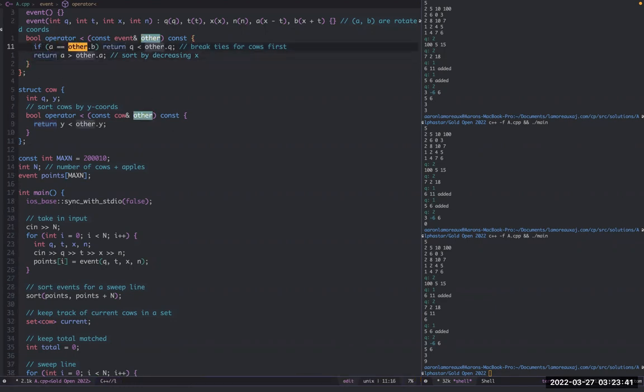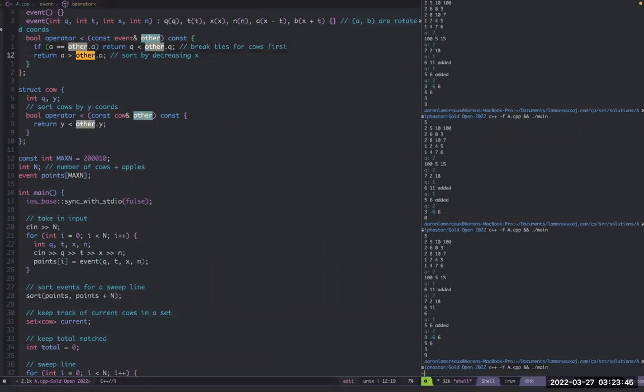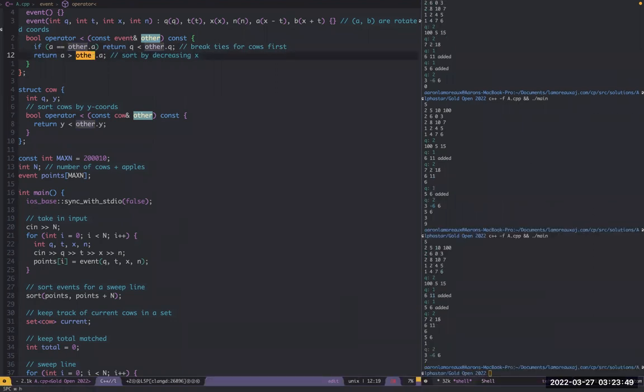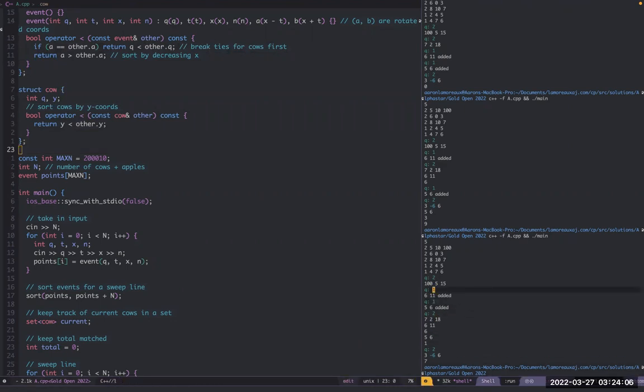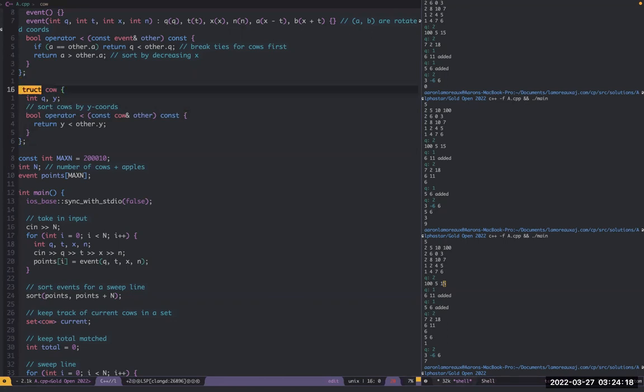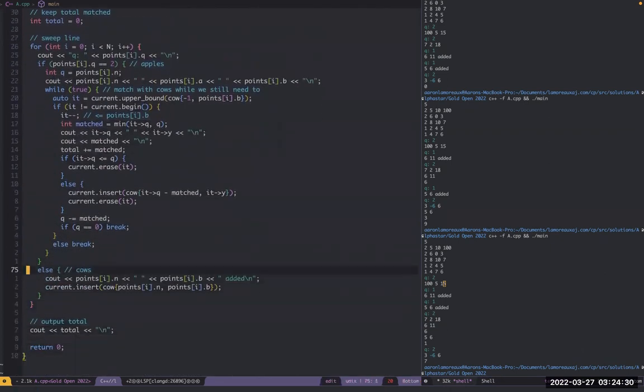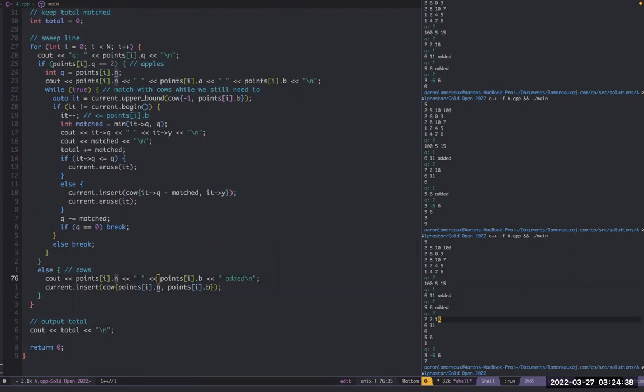Oh, sorry, this should be if A equals A, probably still not the bug though. Makes it worse. Okay. So both cows get added first, which is expected. Then there was 6, then there was 5. So you can see that was added. This one's impossible. 7 to 18.